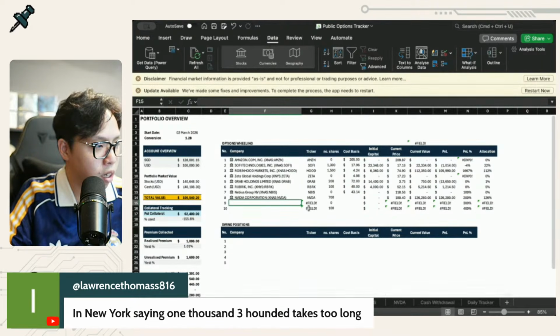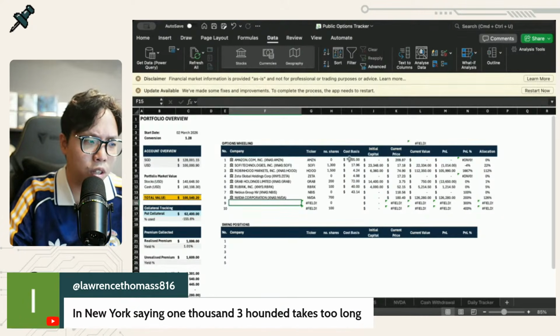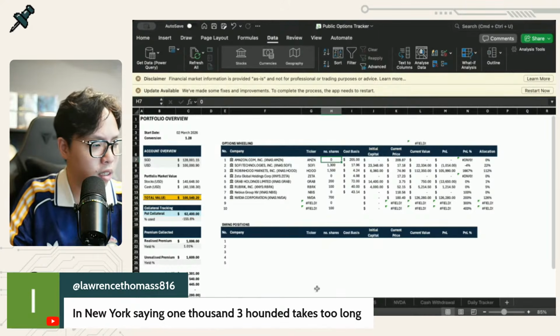All right, so all the ticker symbols are correct. I don't think I will get up to 10 positions. I think it's too much for a $100,000 portfolio. Number of shares, 0. Fantastic.